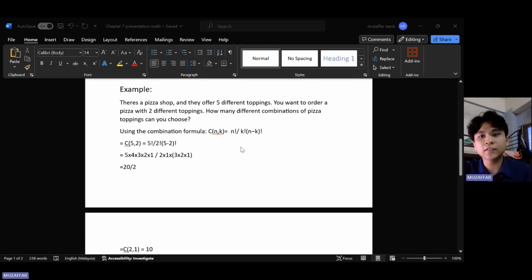This is a very easy example. So there's a pizza shop, and they offer 5 different toppings. You want to order a pizza with 2 different toppings. So how many different combination of pizza topping can you choose?